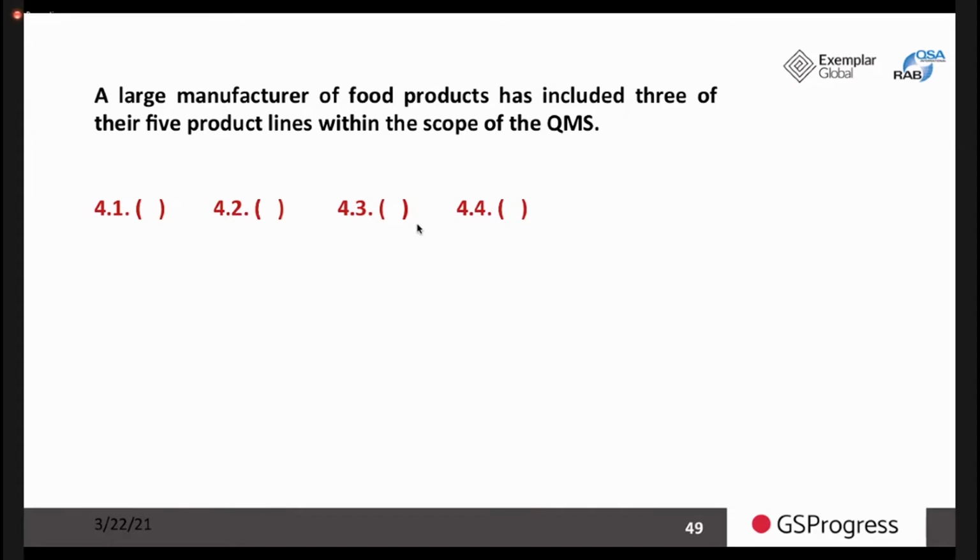4.4. Okay, so let's see. So they conform. Okay. All right, and we'll go through that now. And let's see, why is it a conformity? 4.3. Okay, so why is it a conformity?